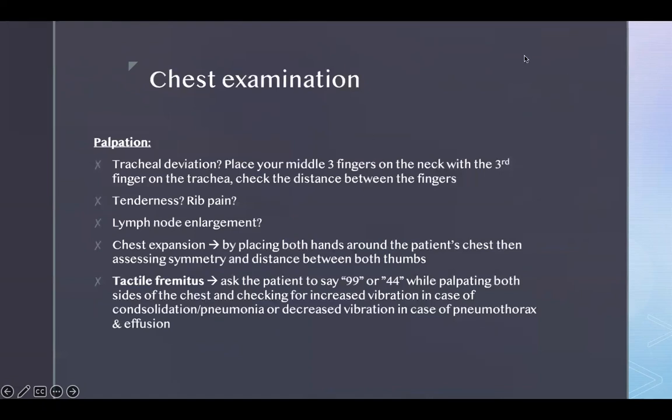Now, moving on to palpation, you would generally ask if they're in pain, and then you can go ahead and start with your palpation and try to be gentle, especially if your patient is having any pleuritic chest pain. You can assess for tracheal deviation on palpation, not only by inspecting. This can be done by just placing 3 fingers, your middle 3 fingers, on the neck. The third finger should be on the trachea itself, and then check the distance between these fingers. Is it equal on both sides or not? This way you can assess for tracheal deviation. Obviously, tracheal deviation can mean that I have got a mass, or a building up of fluids, or a mass that is on one side.